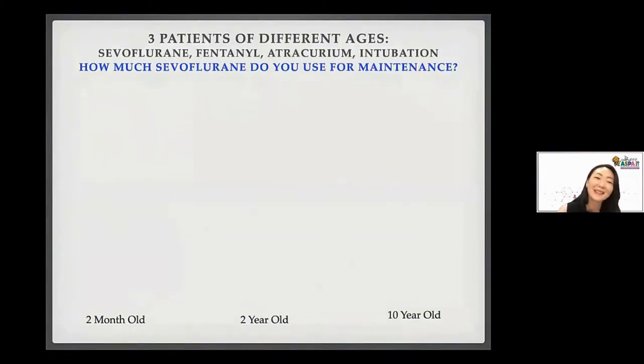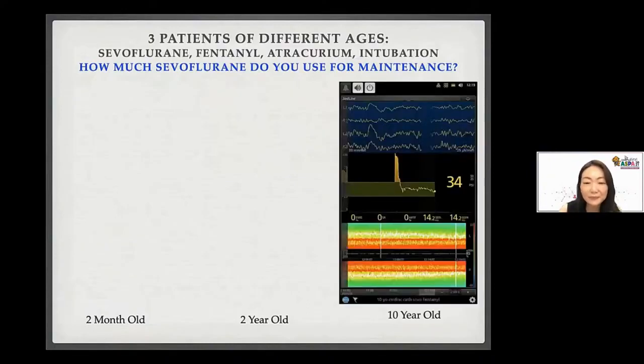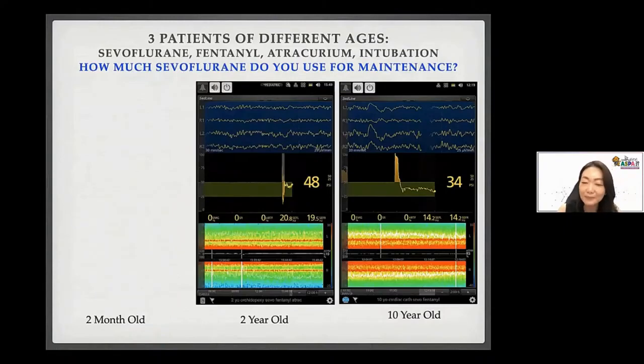For me, I used to give everybody 2.5%. So that's what I did for the 10-year-old and the 2-year-old. As you can see, these are the spectrograms of the 2-year-old and the 10-year-old. And you can see they have the same scale for power. But even then, the 2-year-old is lighter, with a higher spectral edge frequency compared to the 10-year-old. They both received 2.5%, but it's clear that the 2-year-old has slightly higher power, and also appears to be a little lighter.